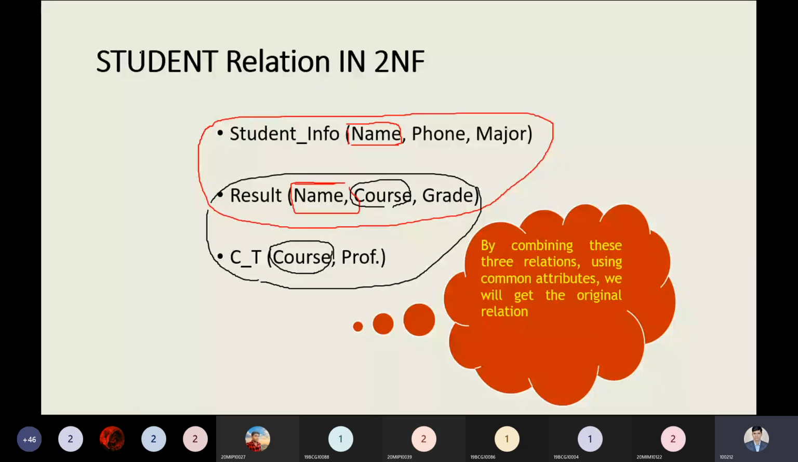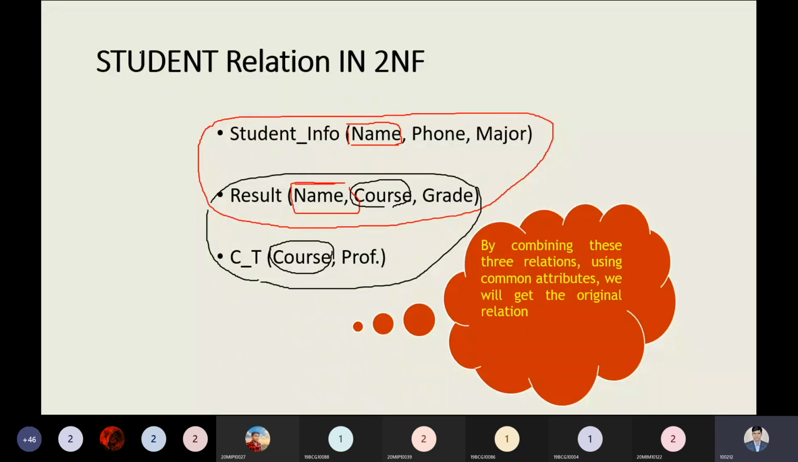While decomposing, you have to choose the appropriate attributes. So phone number and major cannot be the common attributes. That is a good point to keep in mind. Take student information and result, the relations from our original relation. You have to identify which attribute to take as the common attribute. If I use the phone number in the result relation, there will be no sense, because grade or any such information does not depend on the phone number.